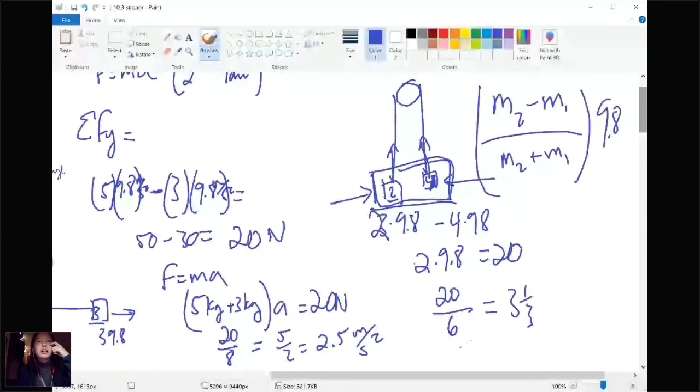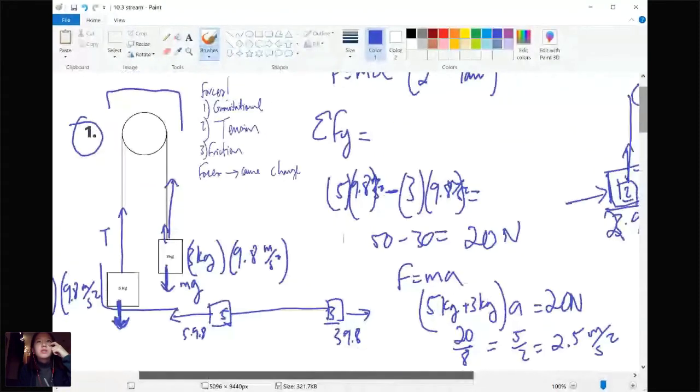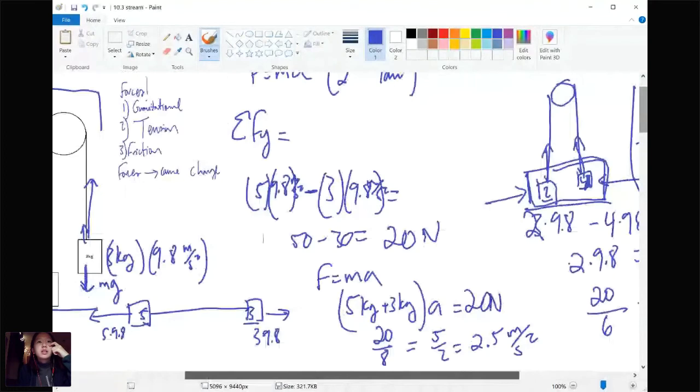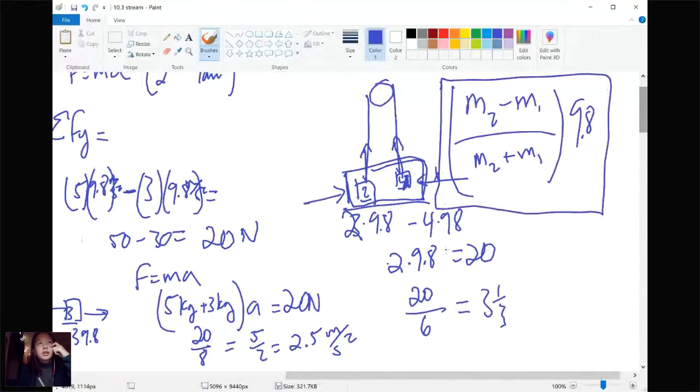I think this is a shortcut I just made up in my head. Let me make sure that this is right. 5 minus 3 is 2, times 10. Yeah, this is basically the shortcut for any sort of pulley question right here.